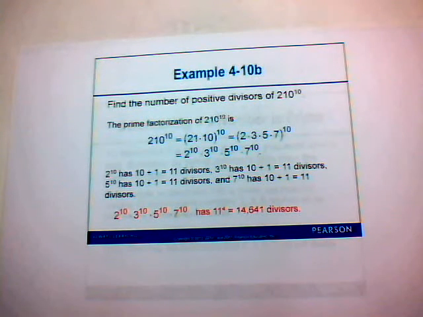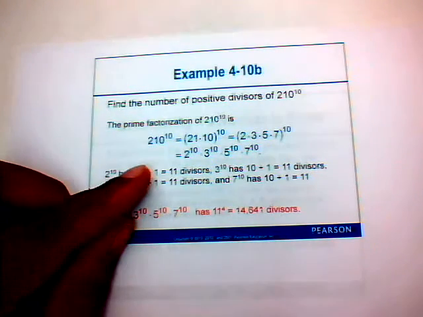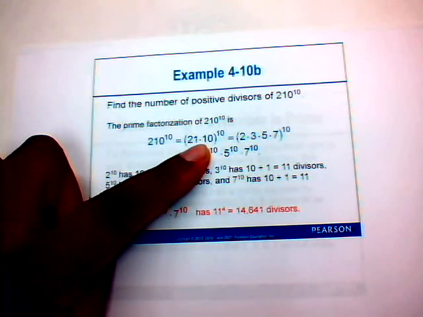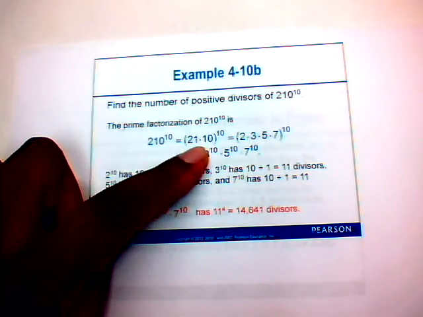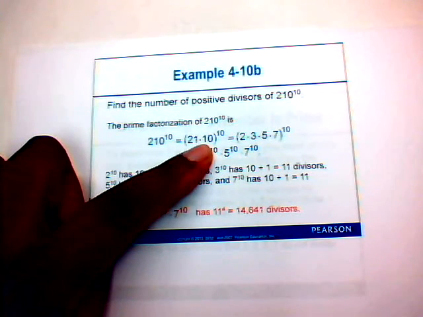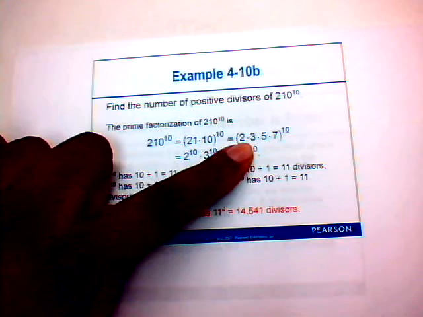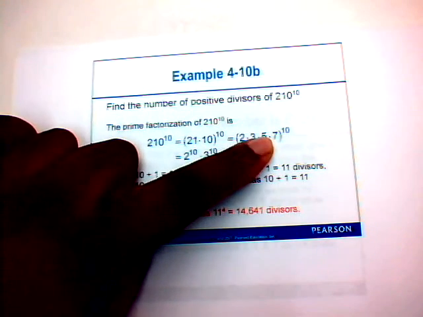Okay, another example would be finding the number of positive divisors of the number 210. Okay, we need the prime factorization of 210 first. Well, 210 will be 21 times 10. Well, it's not prime. 21 is not prime. 10 is not prime. So let's break 21. Break that up into this. 2 times 3 times 5 times 7.